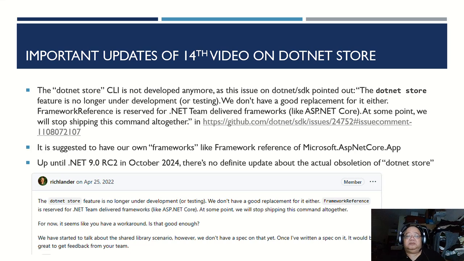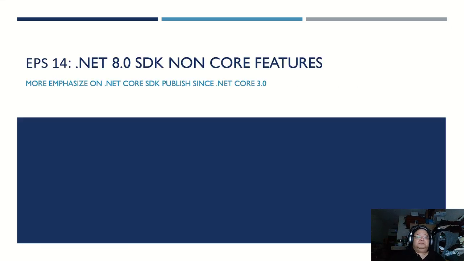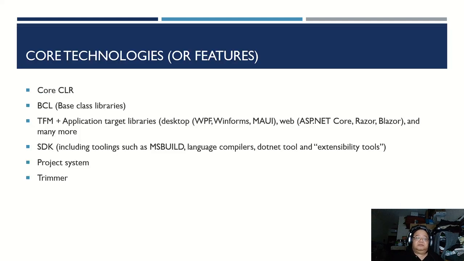Okay, now let's try to move on to the features. This is still a typo, I should put .NET Core features since .NET 6, because most of the notable features that I'm going to discuss here relate to the release of .NET 6. Okay, just a quick recap, we have core technologies like CoreCLR, PCL, TFM, SDK that we have discussed in very deep detail.